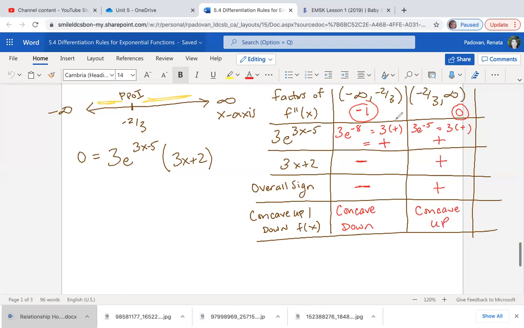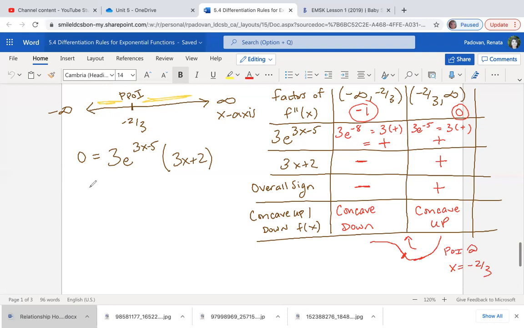Now this is a possible point of inflection, right? Because I'm going, let's say, concave down, frowning, right? And then I'm going concave up, smiling. So changing from concave down to concave up, that twist there is a point of inflection. So therefore I have a POI, a point of inflection, that does confirm it at x equals negative 2/3.